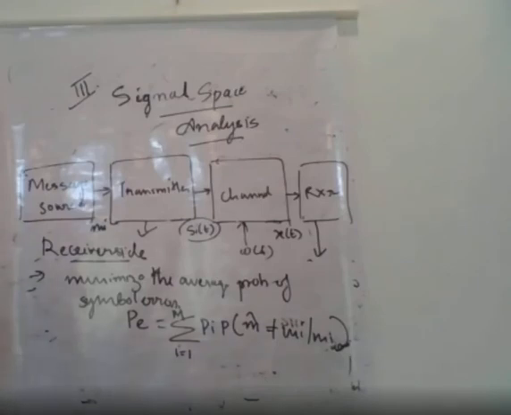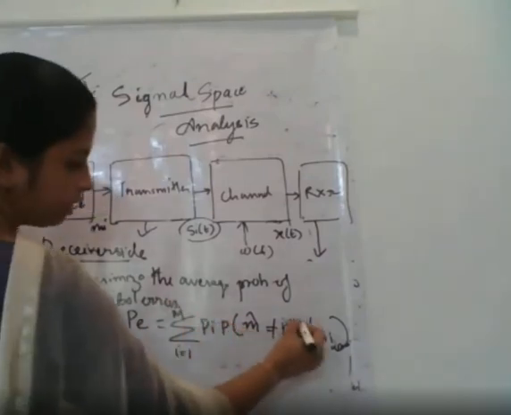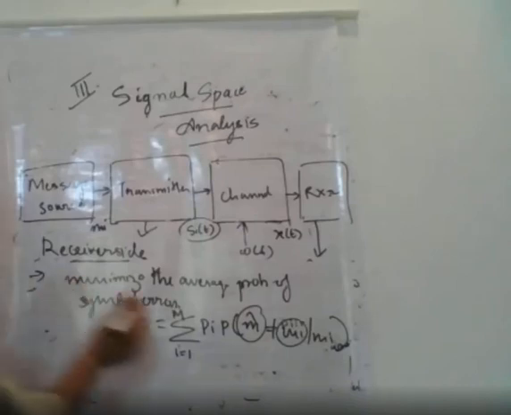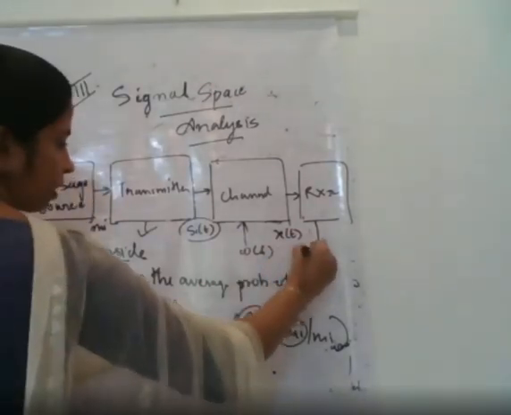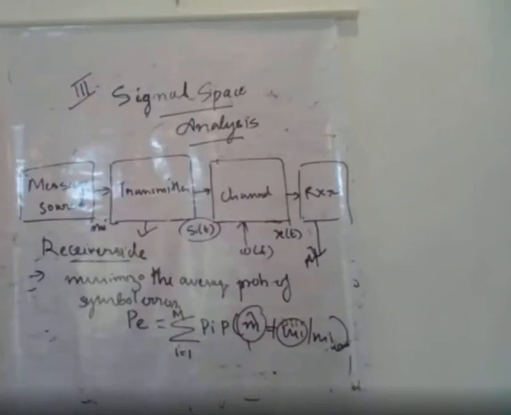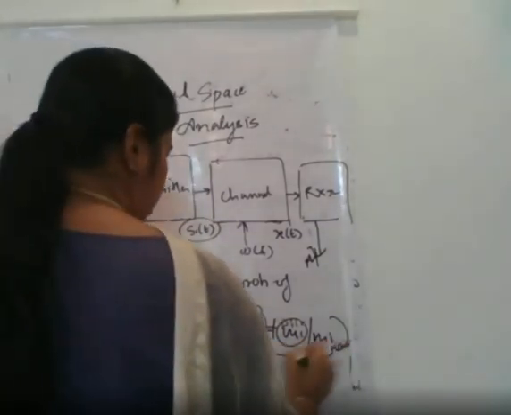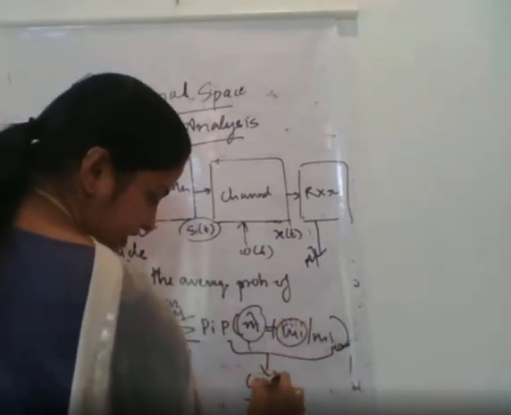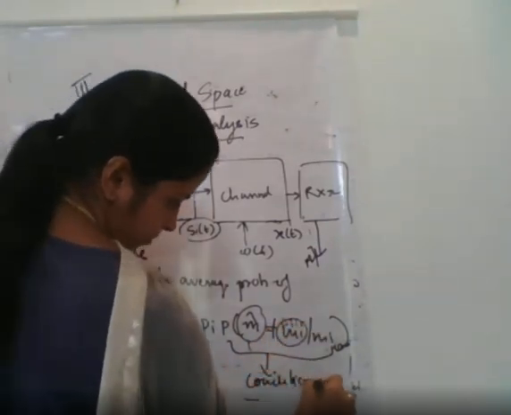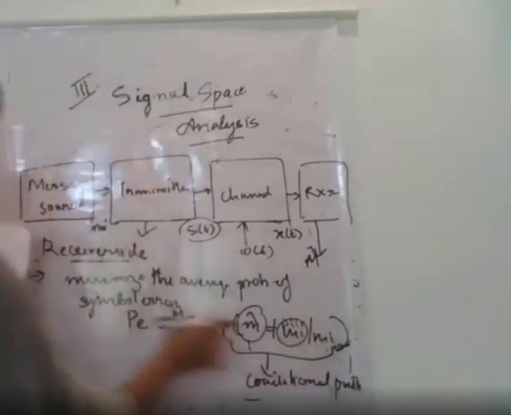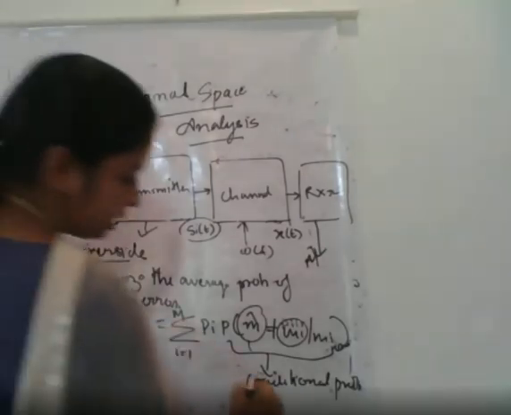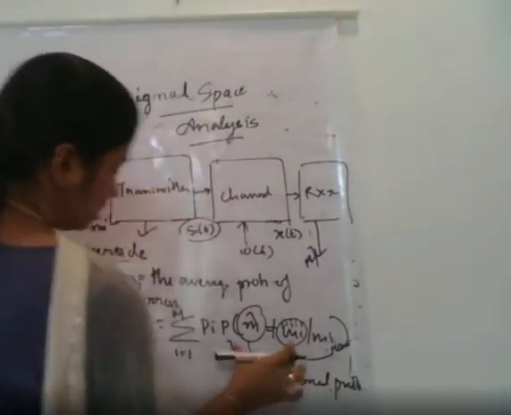Where mi is the transmitted symbol. MCAP is the estimate produced by the receiver, and this P of MCAP not equal to mi given mi is nothing but the conditional probability. This is the conditional error.